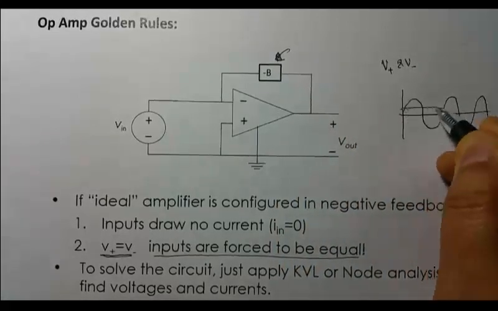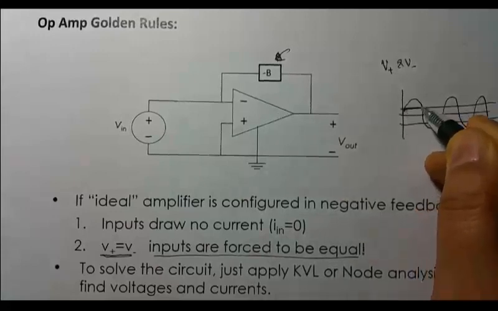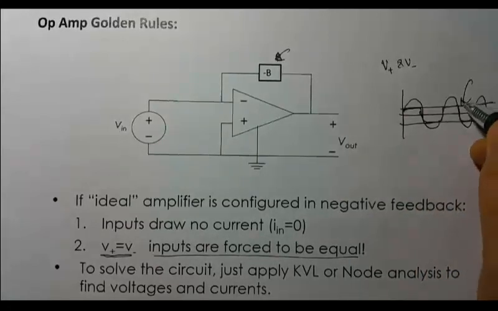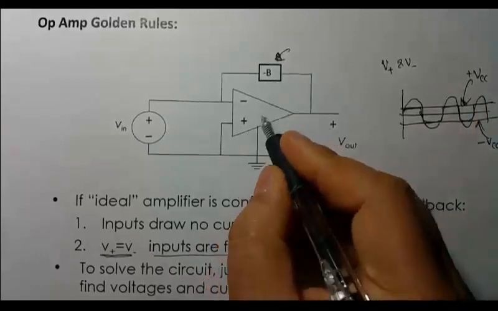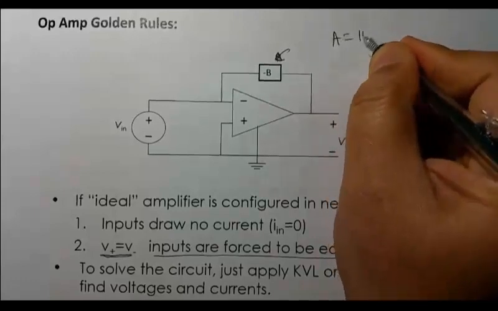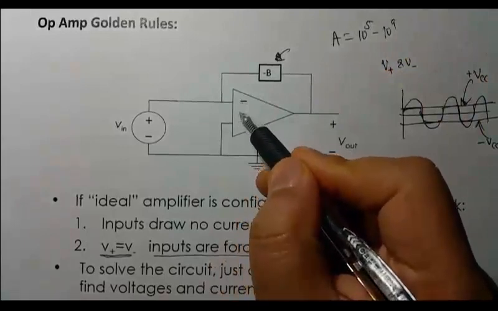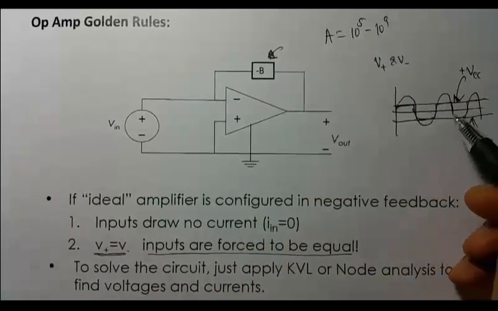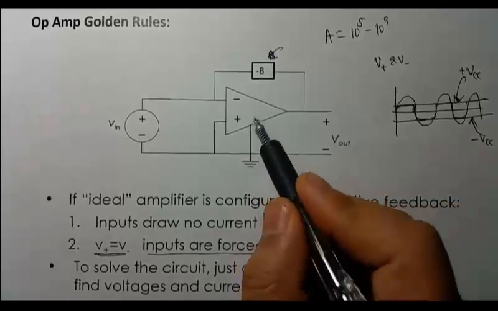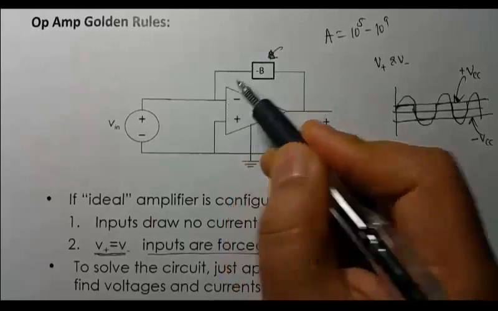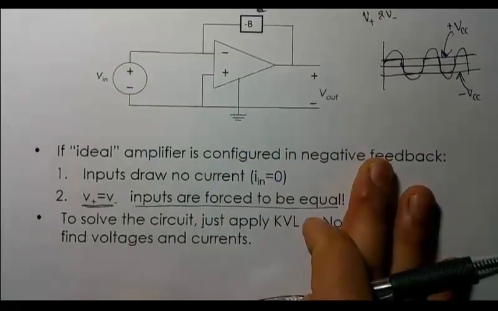The output voltage can't be greater than your supply voltage. Since the op-amp gain is very high, 10 to the power 5 to 10 to the power 9, a small difference in this differential voltage can lead to saturation. So you can't make it a stable amplifier. That's why in most cases, if you want to use an op-amp as a voltage amplifier, you need negative feedback.